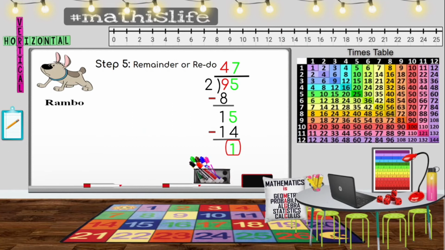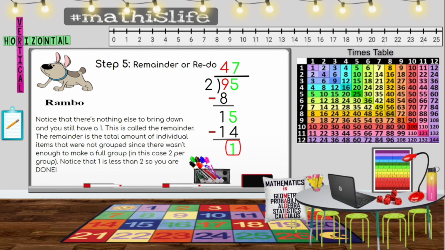little Rambo. And Rambo is basically going to remind us to either keep our difference as the remainder or start over with division. But in this case, since there's nothing else to bring down and I have a 1 which is smaller than our divisor, this lets us know that we are actually done. We can't continue dividing this digit because it's too small. It's smaller than our divisor.